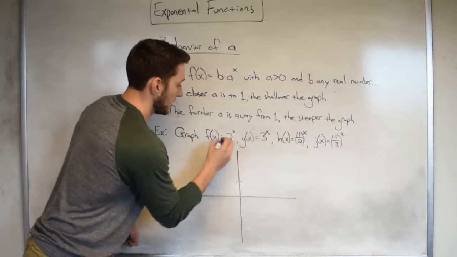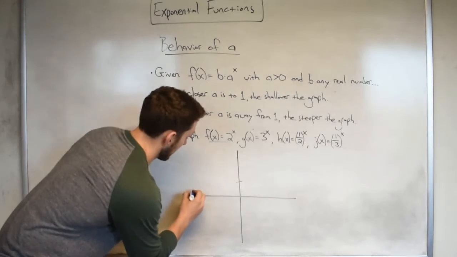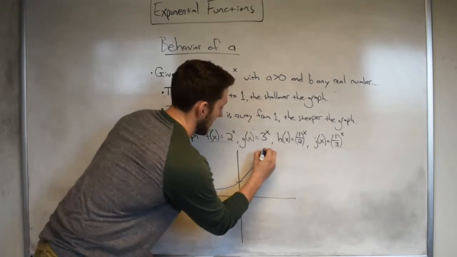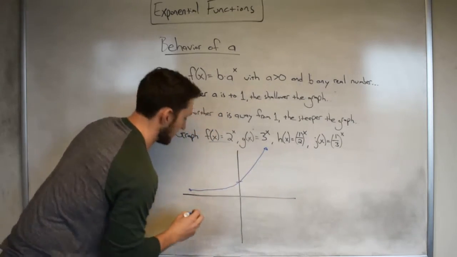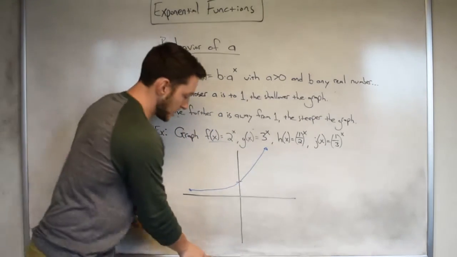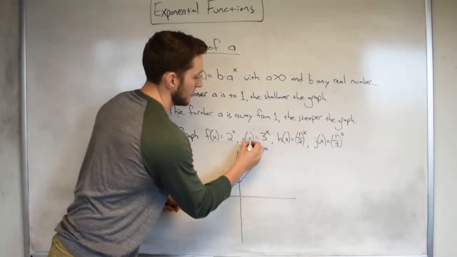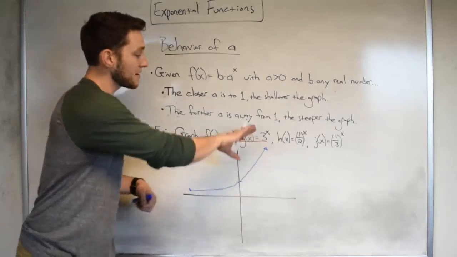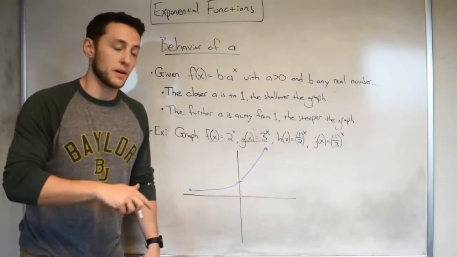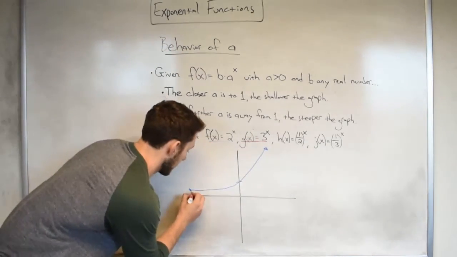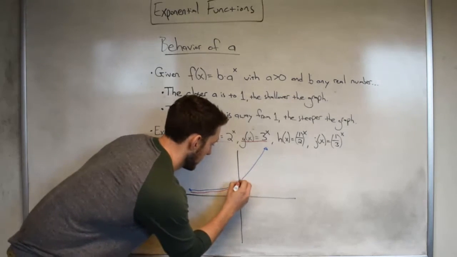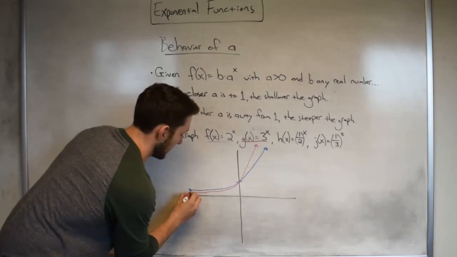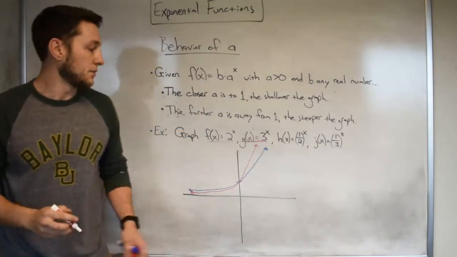Now, starting with 2 to the x, maybe that graph looks something like this. Through our y-intercept, and up. Now g of x, which I'll draw in red, that's still greater than 1. A is greater than 1, so we're still increasing. However, it will be steeper, meaning it will look something like this. Still going through there, but we overtake it when we go towards positive infinity. We become steeper.